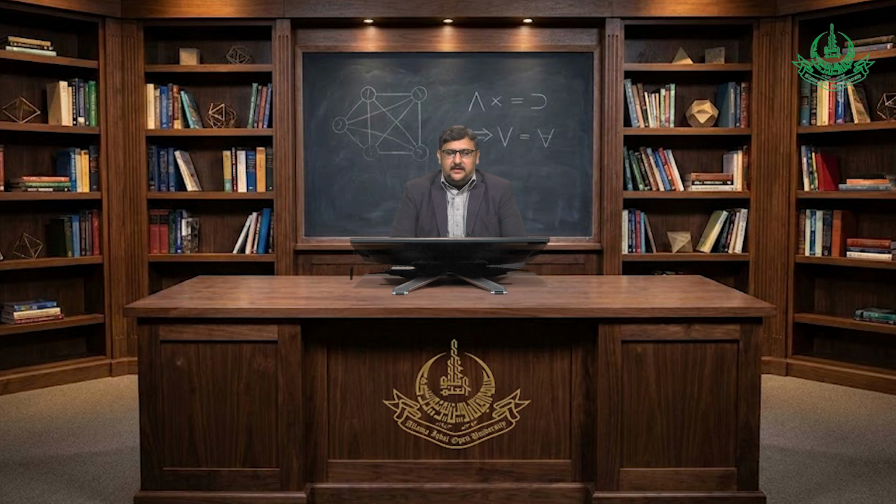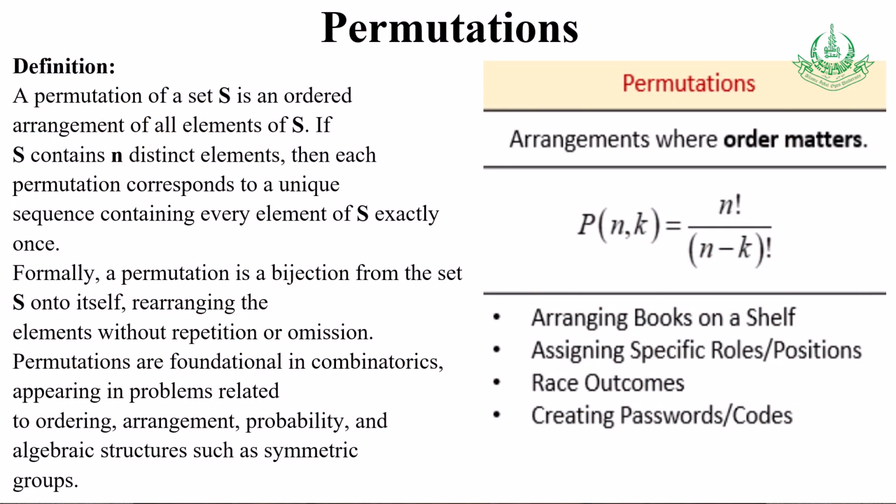It is pertinent to mention that we have discussed the concept of bijection, meaning the function which is 1-1 and onto is called a bijection. So this is basically a bijective function from set S to itself, arranging the elements without repetition or omission. Without repetition means that an element cannot be repeated in the arrangement. Permutations are fundamental in combinatorics, appearing in problems related to ordering, arrangement, probability and algebraic structures such as symmetric groups.